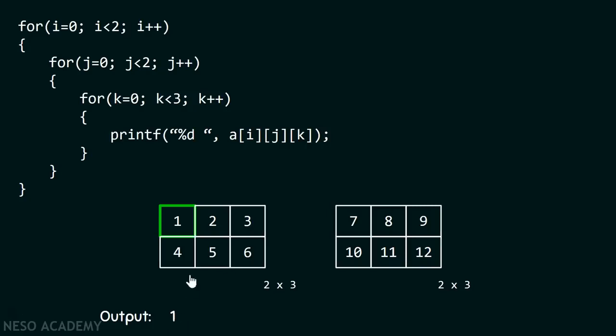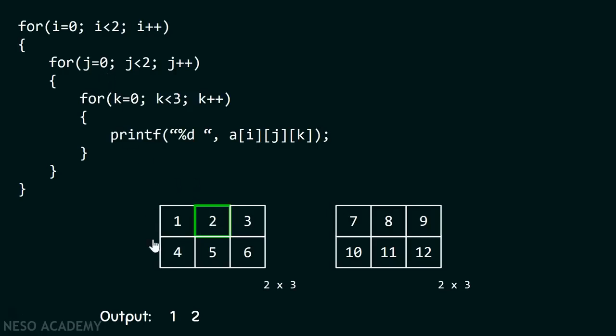After printing this element, this k will get incremented. Now k becomes 1. 1 is less than 3. Condition is satisfied. Therefore, this time we will print this element. Please note down that i is 0 and j is also 0 while printing this element.